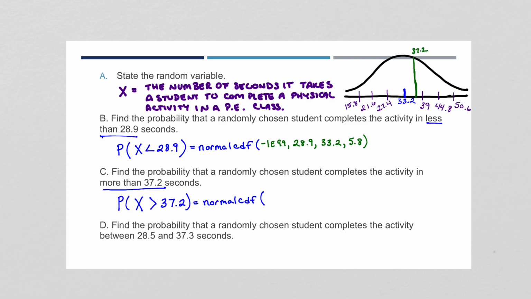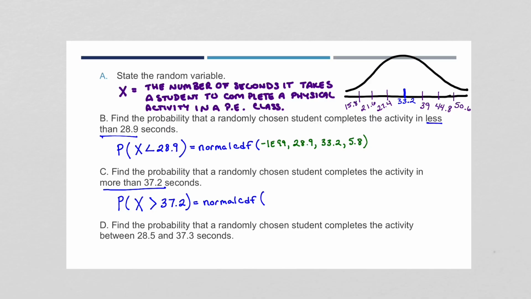And since we know it's more than, we're going to shade to the right, because that's where all the values are greater than 37.2 seconds. Again, if you need to, pause the video to get this sketch down, because I am going to erase it so that I can go back and utilize this same normal curve for part D.